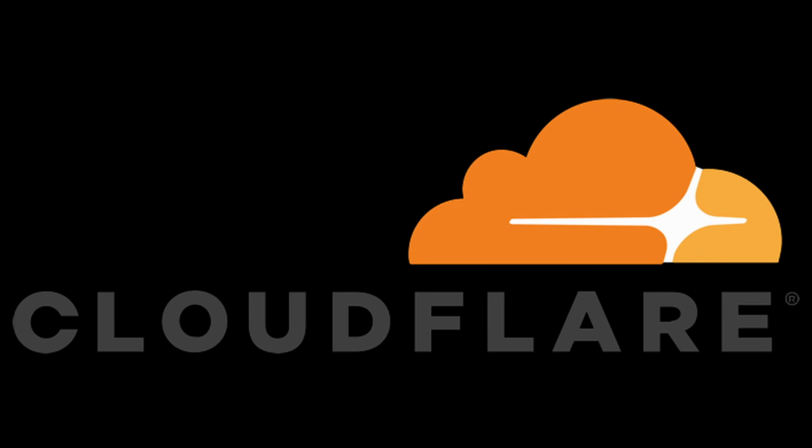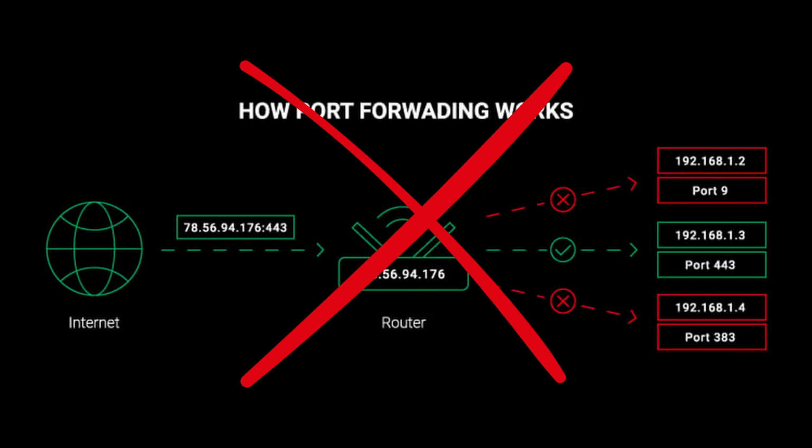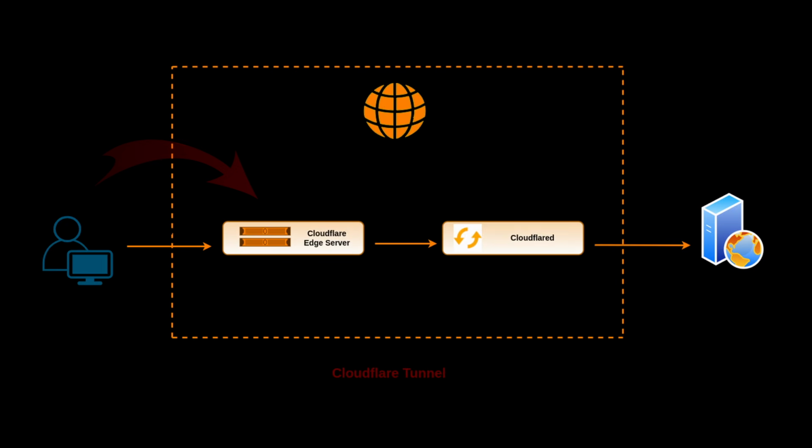Let's start with a Cloudflare tunnel. At a high level, Cloudflare tunnels completely remove the need for port forwarding. Instead of opening your network to the outside world, your server makes an outbound connection to Cloudflare. So instead of people directly connecting to your server, they connect to Cloudflare, and Cloudflare securely routes that traffic through the tunnel back to your server. So in plain English, your server calls out and Cloudflare lets people in.